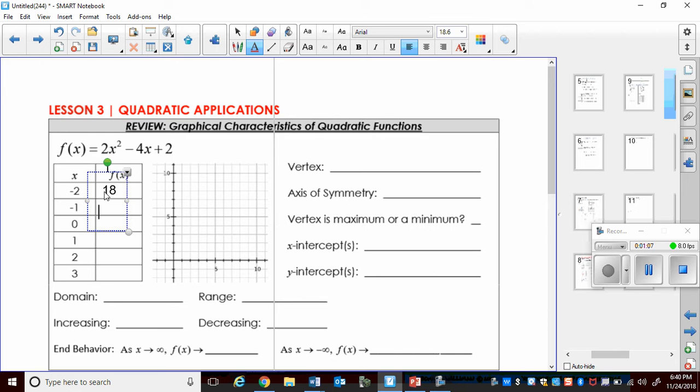Then 8, 2, 0, and going backwards, 2, and 8.